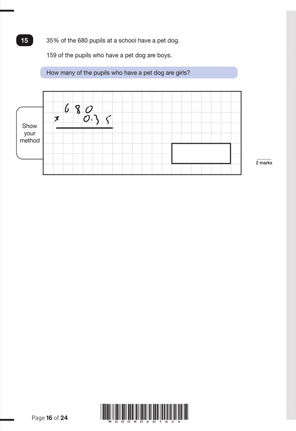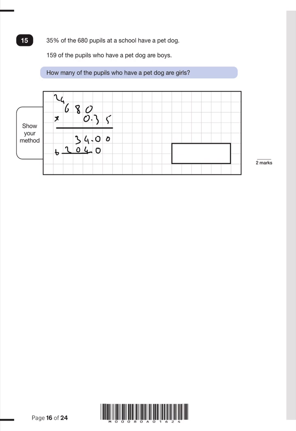5 times 0 is 0. 5 times 8 is 40. Decimal point. 5 times 6 is 30. Plus 4 is 34. 3 times 0 is 0. Decimal point. 3 times 8 is 24. 3 times 6, 18, plus 2 is 20.